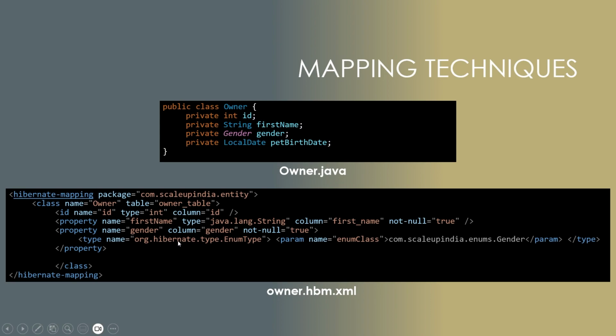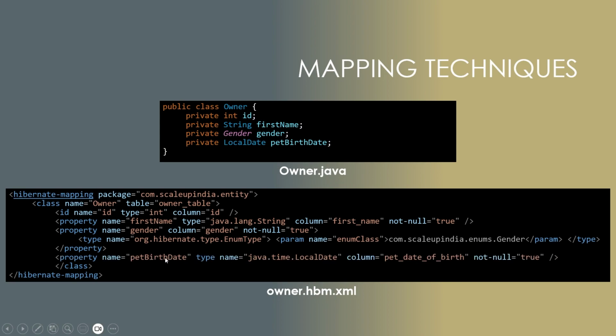So this Hibernate will help us map this enum to that particular database data type. And then we need to say it's an enum class, and this is the name of that particular class, again from where this gender is coming. And then we are going to do the same thing with the local date. For local date, this is by default in Java, so we will just say java.time, the same way we did for the string. So these are the things which we need to use.